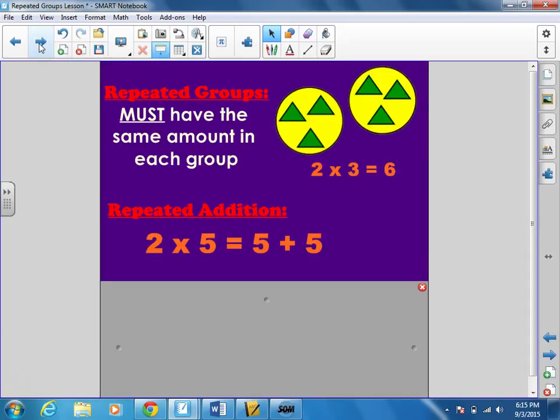Here now are some examples of the two strategies that we're going to use. Repeated groups must have the same number in each group. Repeated groups is a way of using a picture to model the multiplication sentence. The additional strategy is repeated addition. Repeated addition is simply adding one of the factors over and over again. We demonstrate to students that multiplication is simply a faster way of adding.